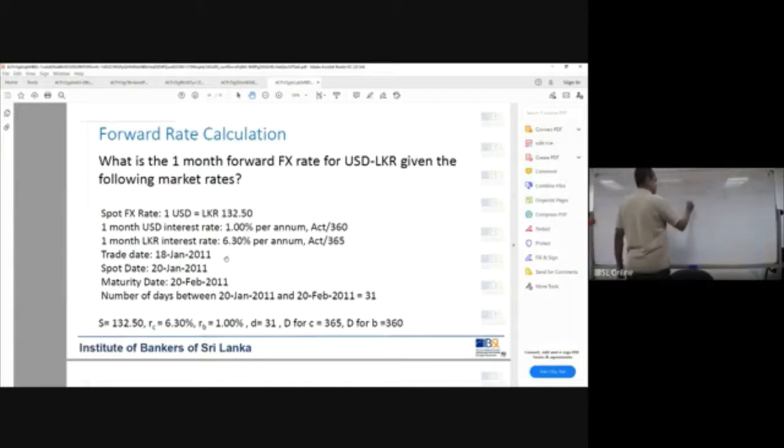You will get 133.09. That is the forward rate. This is the 1 month forward rate. To be precise, this is 1 month forward rate 133.09.